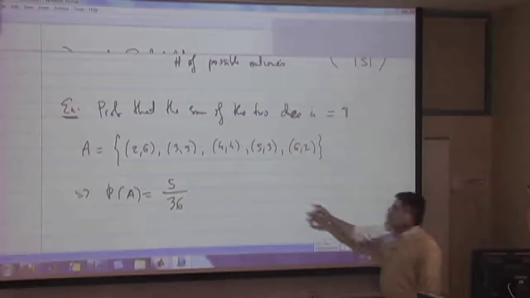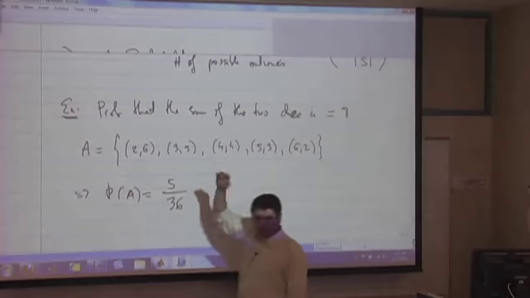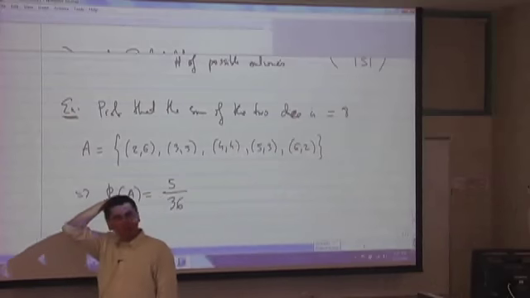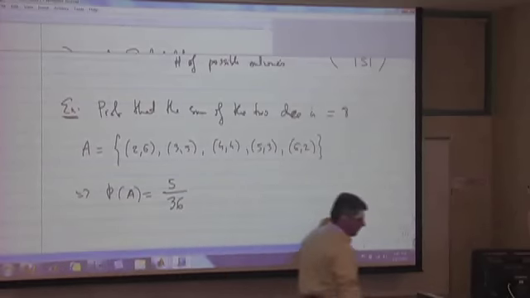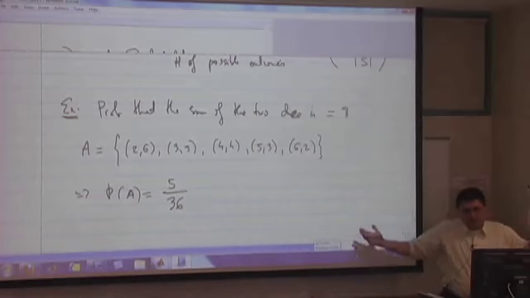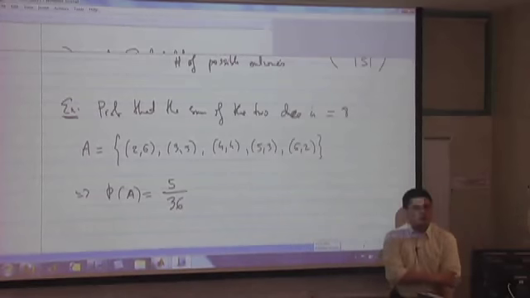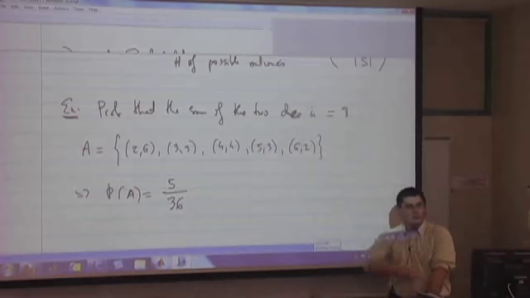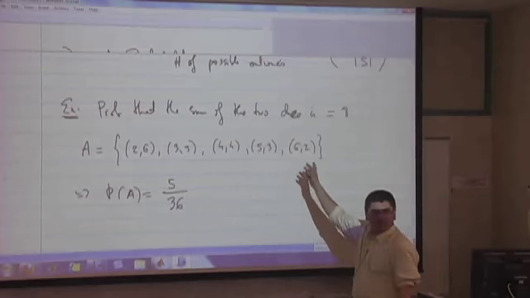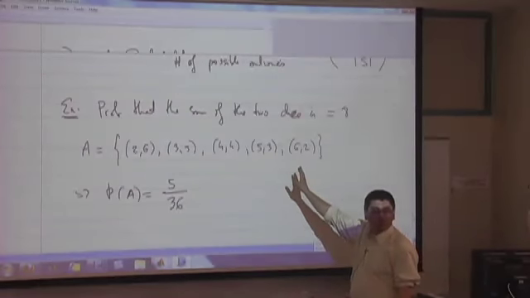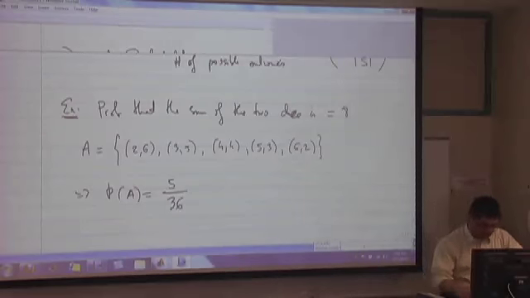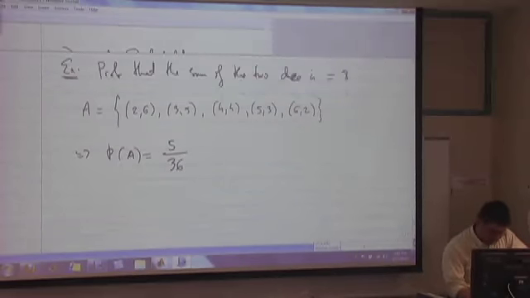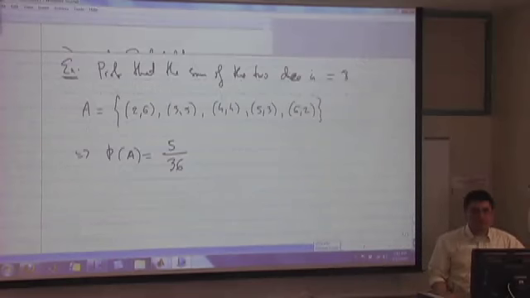By the way, should we count 4 and 4 as two different ones? No, right? Because that's just one outcome. So all of these are equally likely to occur, right? Each die is fair, something like that.